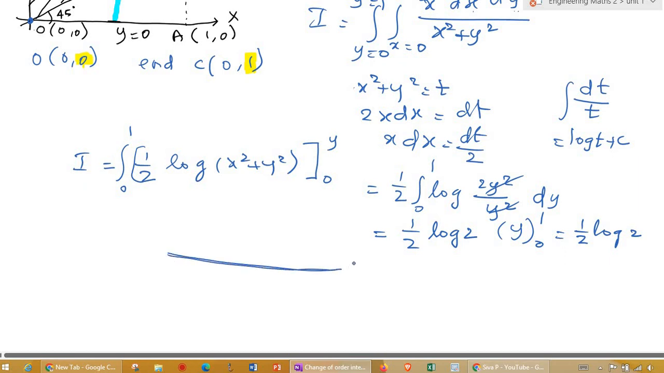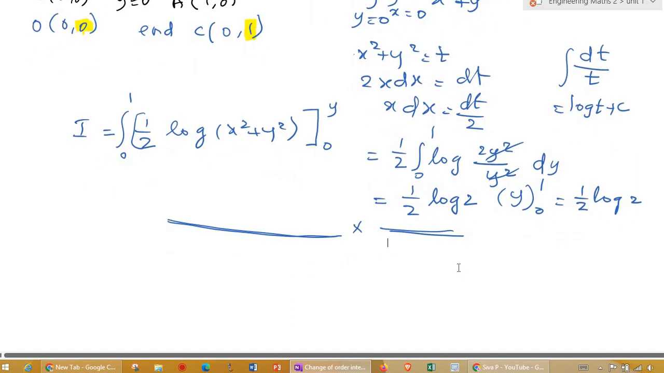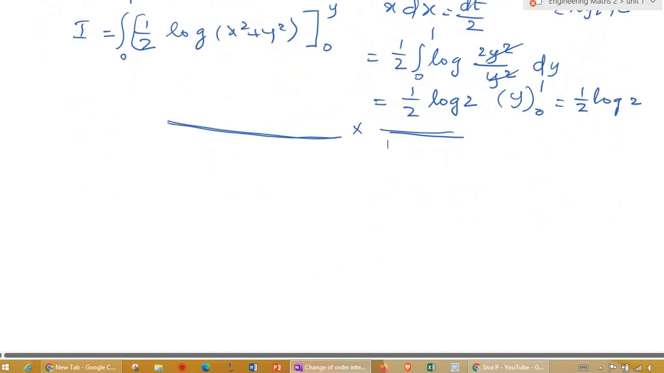So it's a very simple problem, the change of order of integration. We will see one more problem in the class.